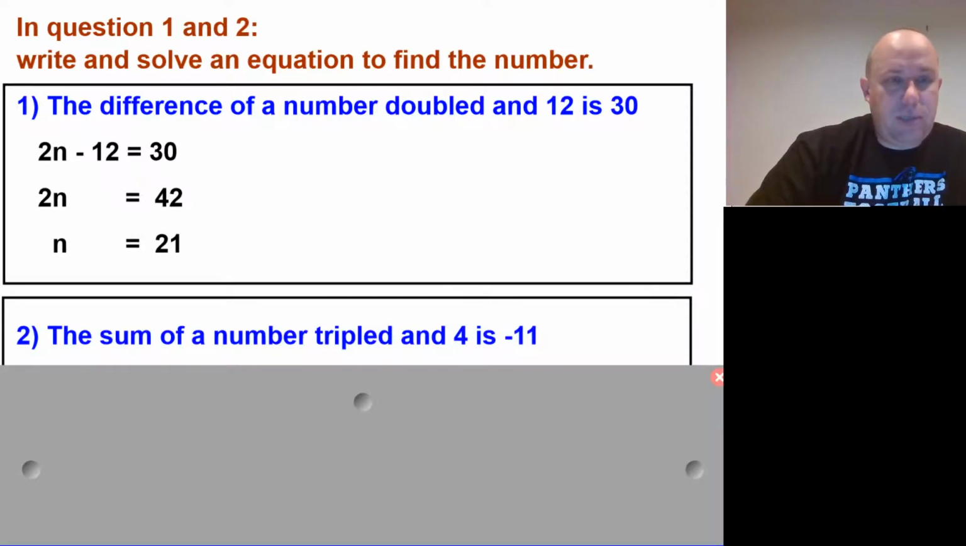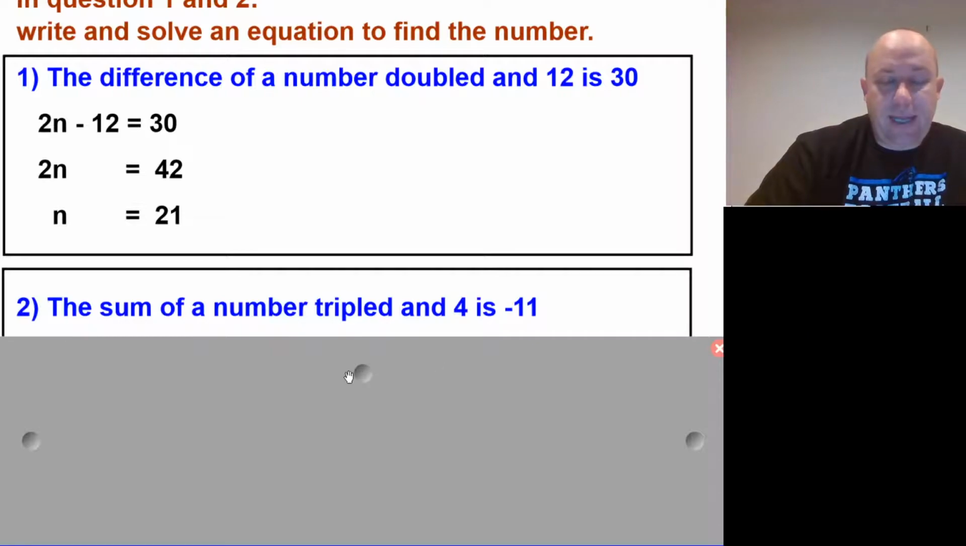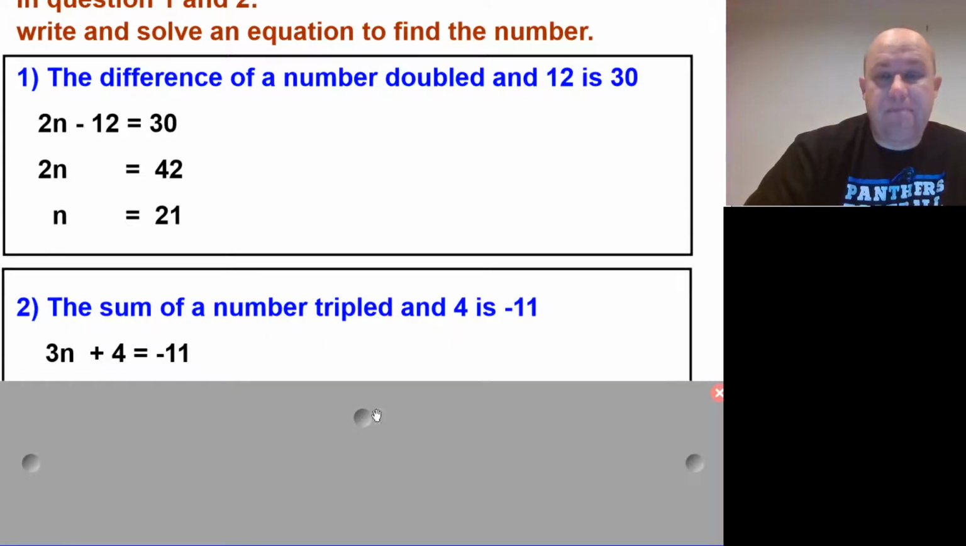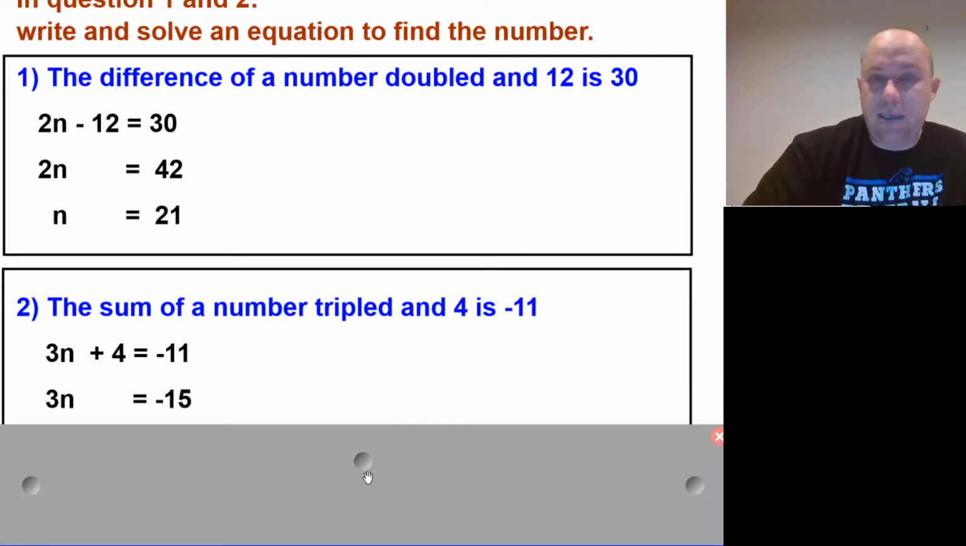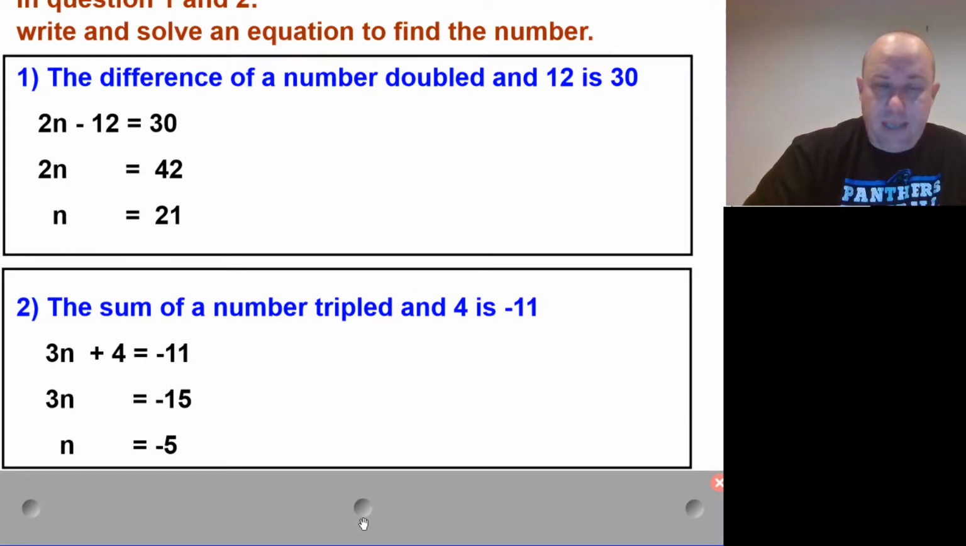The sum of a number tripled, and 4 is negative 11. So sum I know means add, so I'm going to put that in the middle. A number tripled means I multiply by 3, so 3n. And then the 'is' means equals negative 11. Numbers to this side, take away 4 from both sides, divide by 3, and there we have our answer. So a few different things to practice while we're doing those questions. That's certainly it for this video.